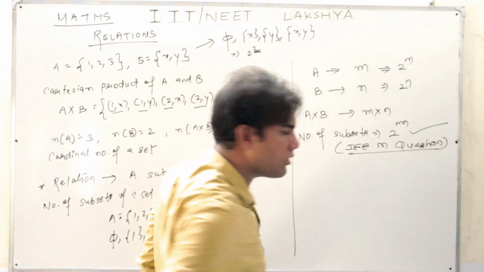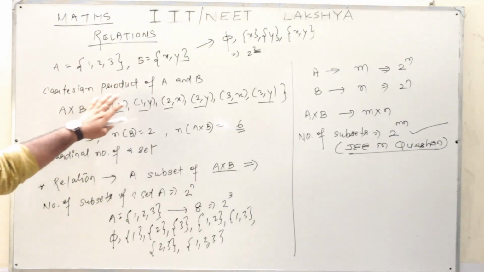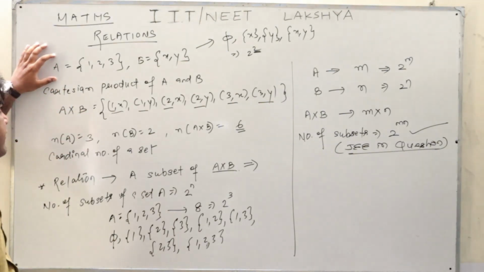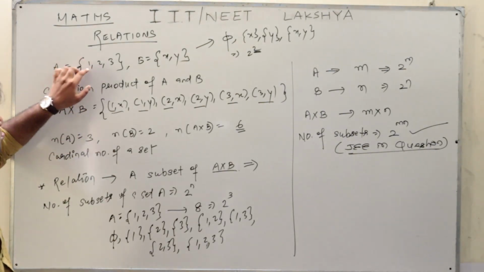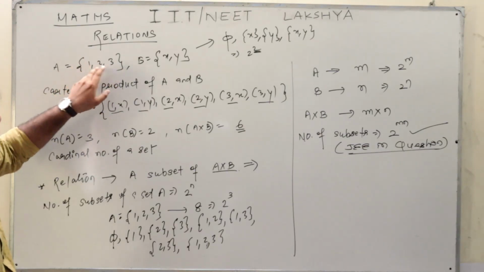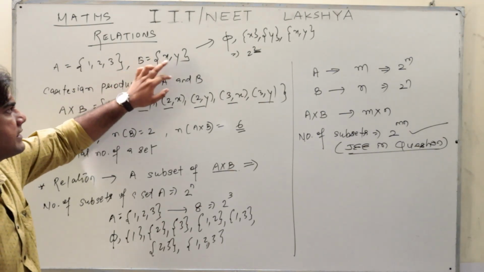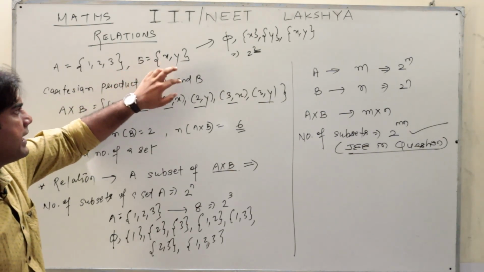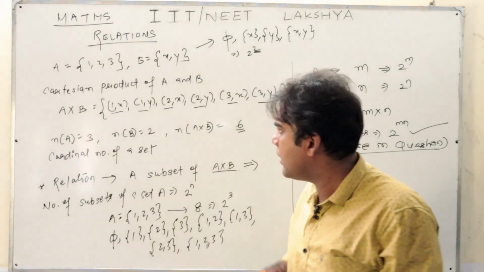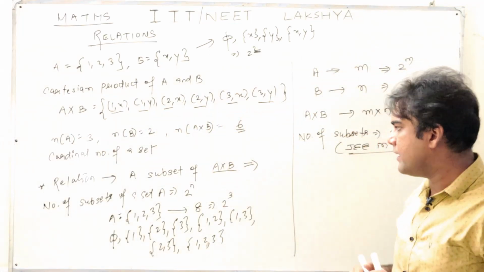I hope this concept is clear to you. If there is a set A and a set B, you can easily create your Cartesian product. Similarly, you can create A cross A: 1 1, 1 2, 1 3, 2 1, 2 2, 2 3, 3 1, 3 2, 3 3. Similarly, you can create B cross B: XX, XY, YX, YY. You have to basically create the ordered pairs. I hope this concept is clear.